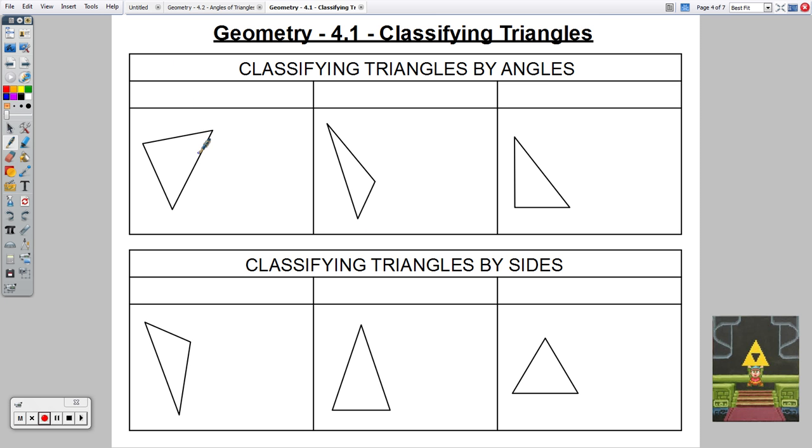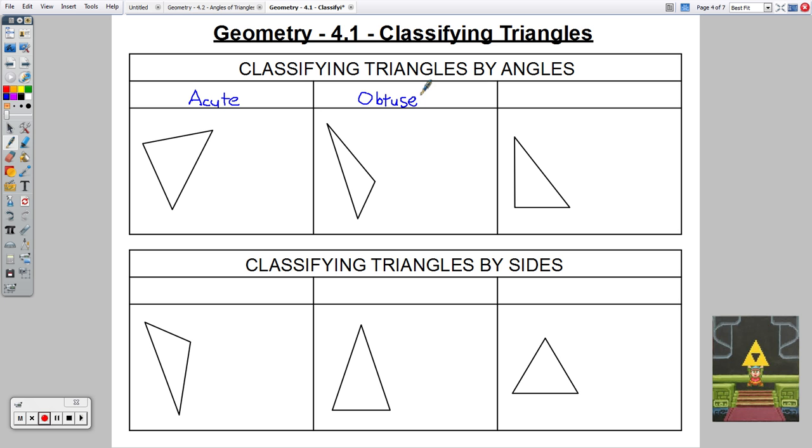So we can have a triangle that looks like this. If we think about their angles, these are all acute angles. These are all less than 90 degrees. That is one type of triangle in terms of a triangle classified by angles, acute. And this one, you would have obtuse, because you have one obtuse angle right here. So this is an obtuse triangle.